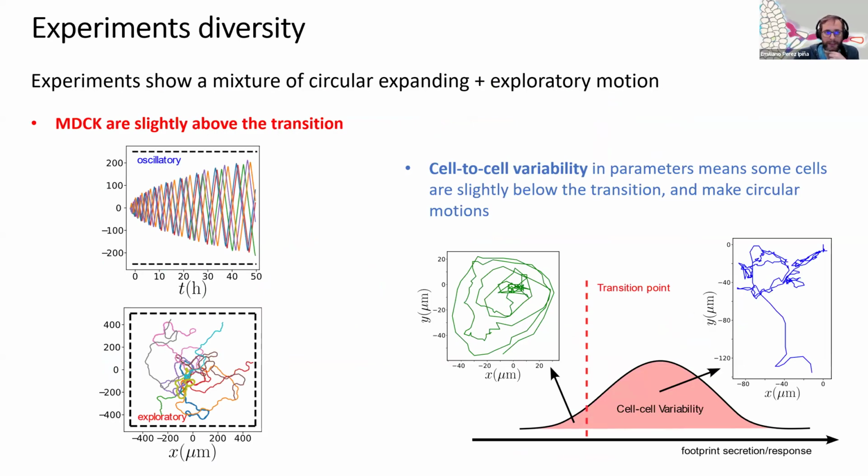So all this is kind of suggesting that our cells should be in this regime where they are slightly above the transition. Arguing in favor of this is the fact that we actually see both types of trajectories. We observe circular motion and we also see exploratory motion. We can explain that we observe both because of cell-to-cell variability. If cells are slightly above the transition, cell-to-cell variability may place some of the cells below the transition point, so they can behave as circular.